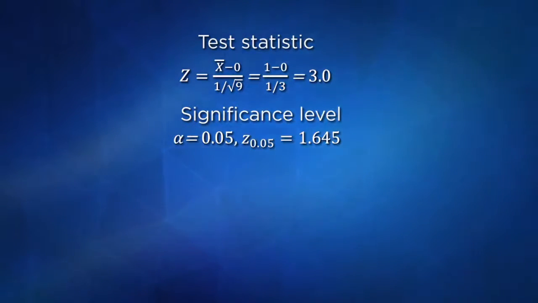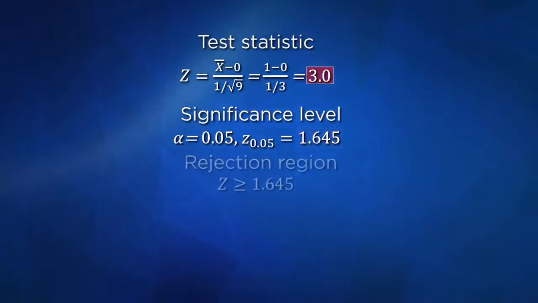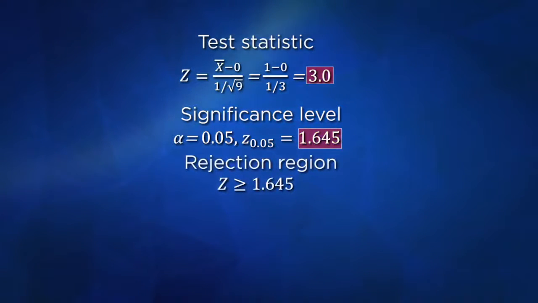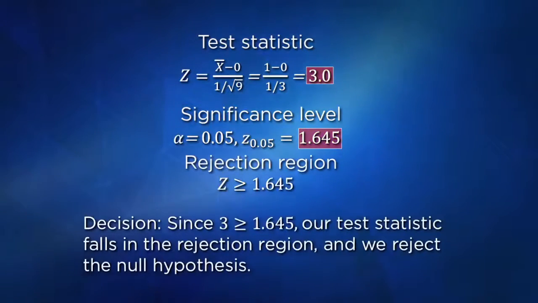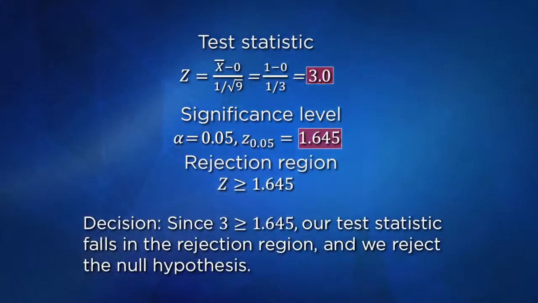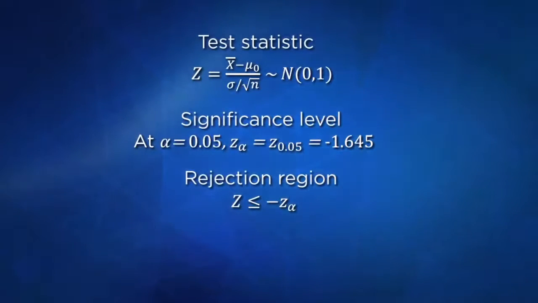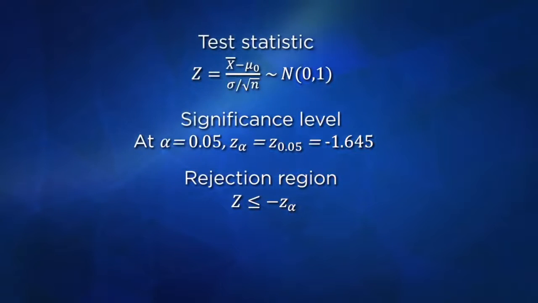Next, we're going to compare our test statistic to our critical value. And we see that 3 is greater than 1.645, so it falls in the rejection region, and we reject the null hypothesis. For a lower tail test, our test statistic z is the same under the null hypothesis, but what changes is the significance level.